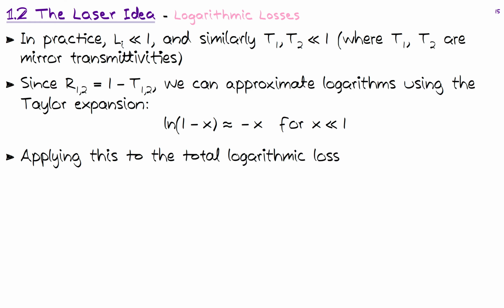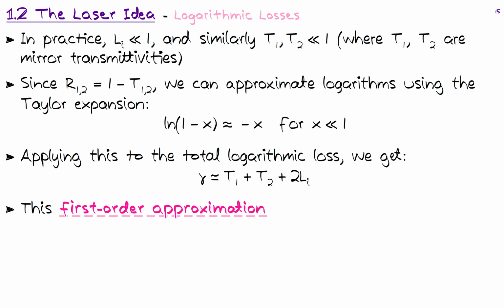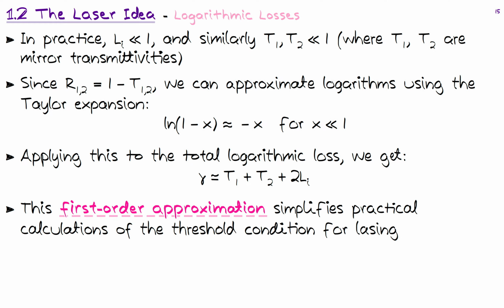Now we can apply this to the total logarithmic loss, and we can simply write that the total gamma, the total loss, is approximately T1 plus T2 plus 2 times L, the total losses of the cavity. So this is the first order approximation for the total logarithmic losses, but it really simplifies the calculations for estimating the threshold conditions of lasing. So this is a really useful equation to really grasp how the system behaves.